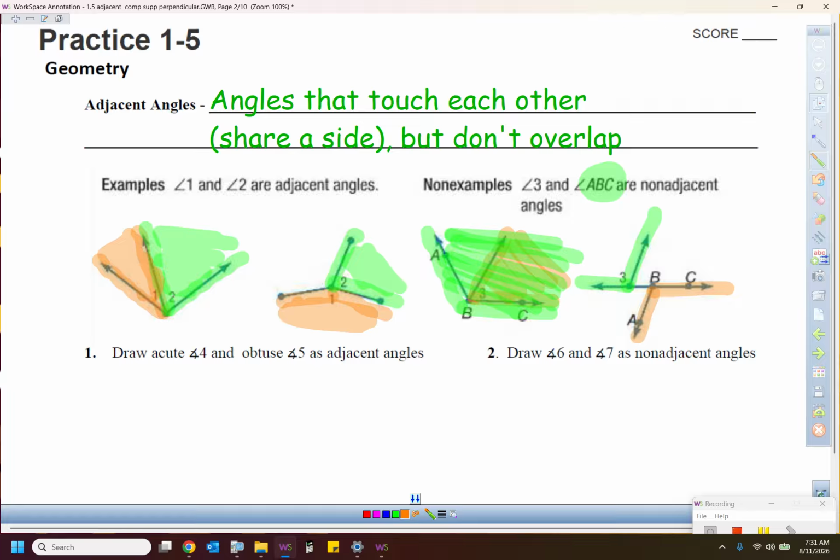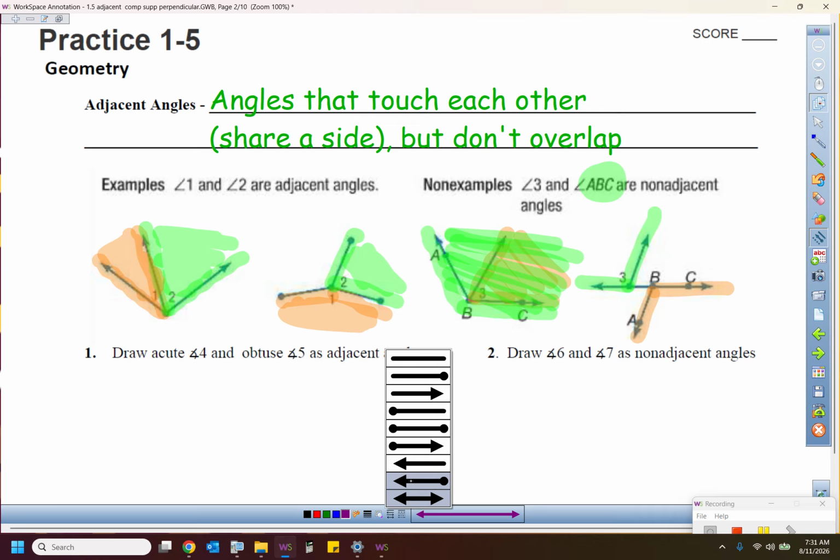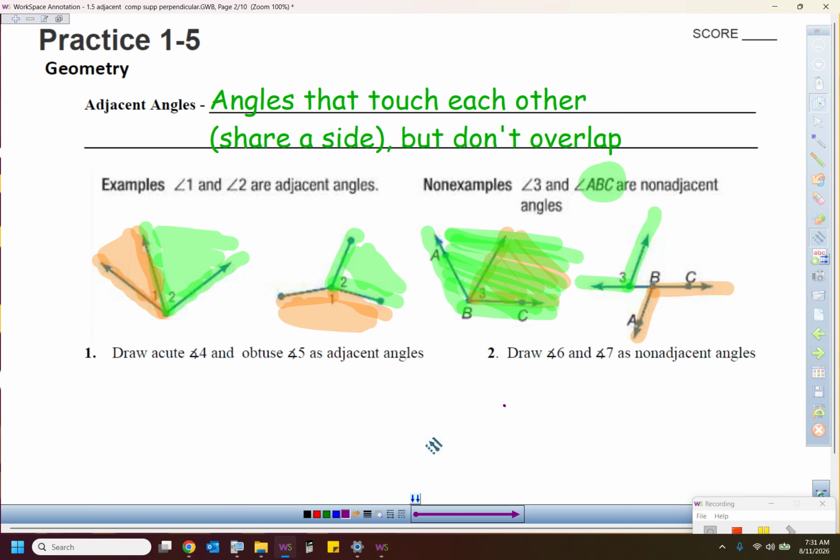Let's use the straight edge of our geometer. We need to draw what they tell us. So acute angle 4, right? And obtuse angle 5. And they have to be adjacent. So they got to touch and not overlap. So I'm going to switch to my ray maker right here. Use your straight edge. I'll draw acute angle 4 first. So I'll draw a straight edge, and I don't have to measure it with the protractor. We don't need to do that.